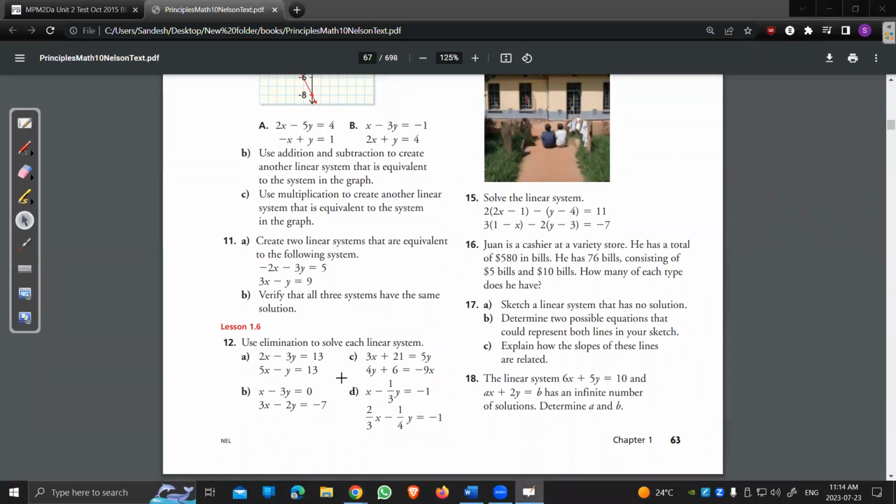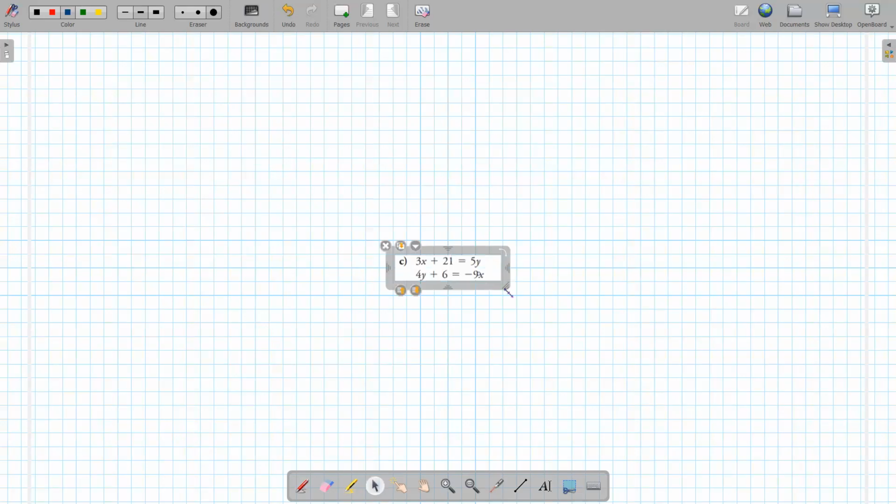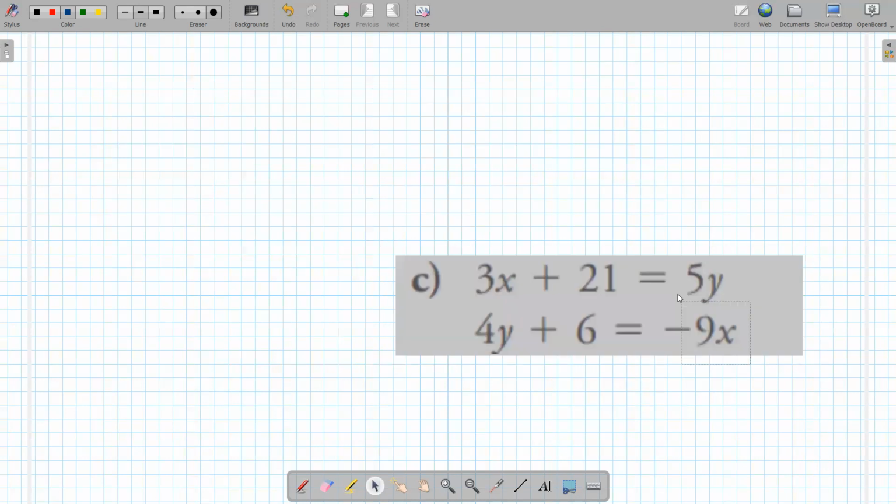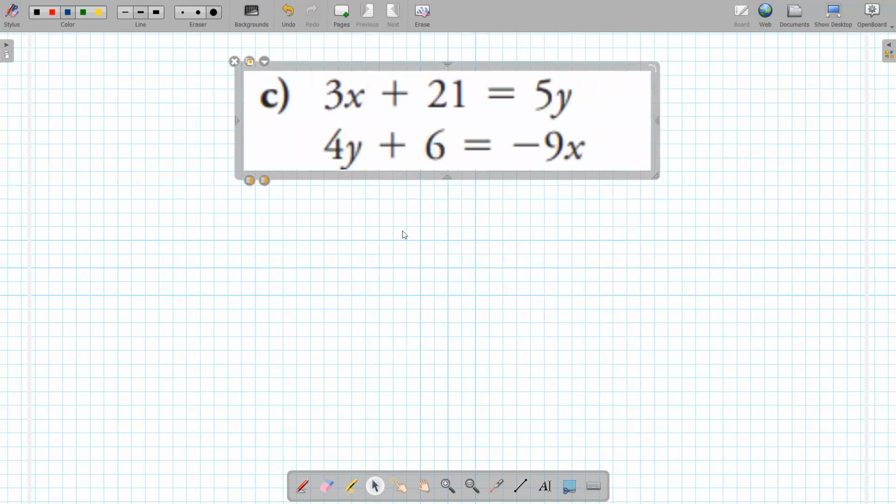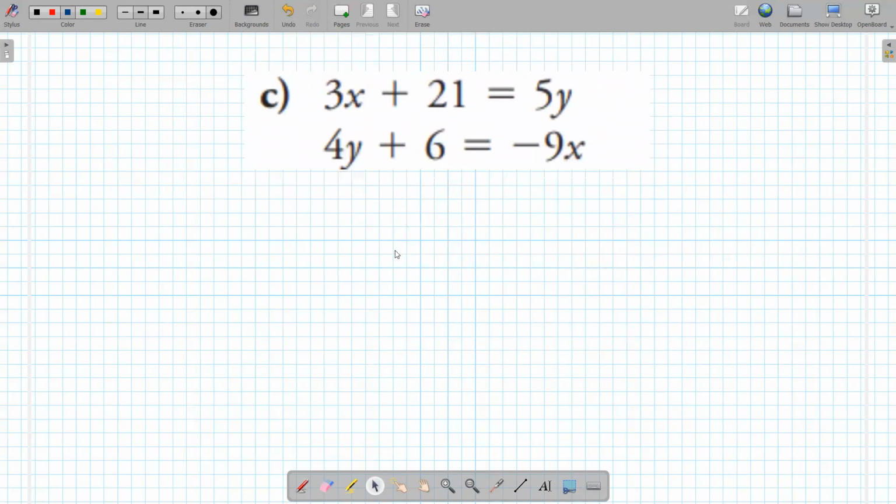So this one, it says use elimination. All right, how do we use elimination to solve this? So this one's a weird one because it's not in the right order. We're going to put it in the right order, okay?